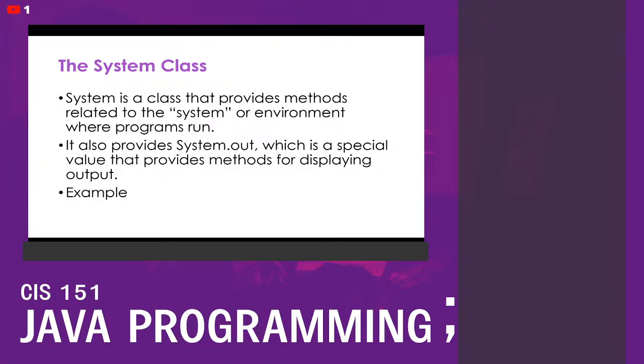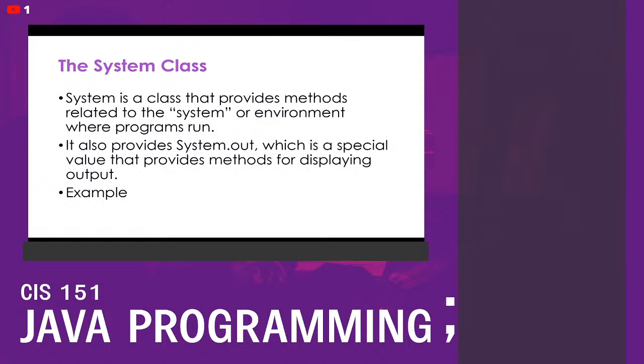So when we're talking about a system in that sort of way, it's an environment where our program runs, and where we're programming on REPL, our online IDE. So this is that server environment in which we have the interpreter and the compiler doing its thing on REPL. And it provides us something called system.out, which is something that we've been using already. You've been using system.out since the first module. And this is actually a special value that provides methods for displaying our output.